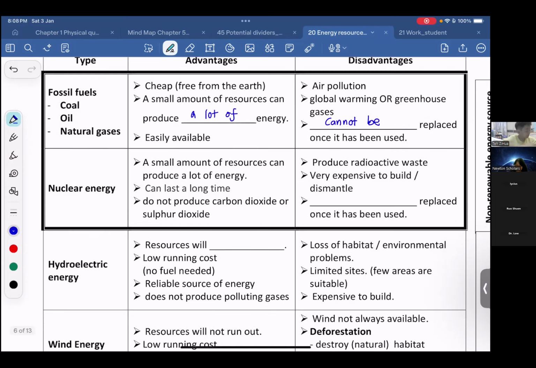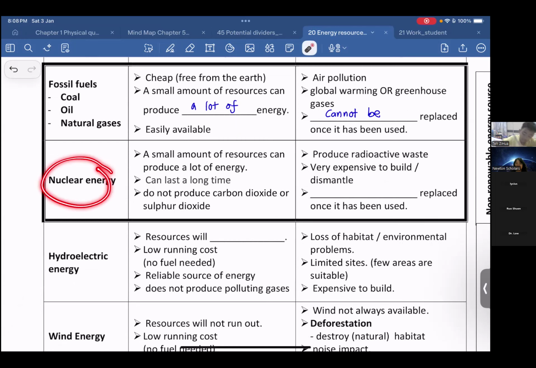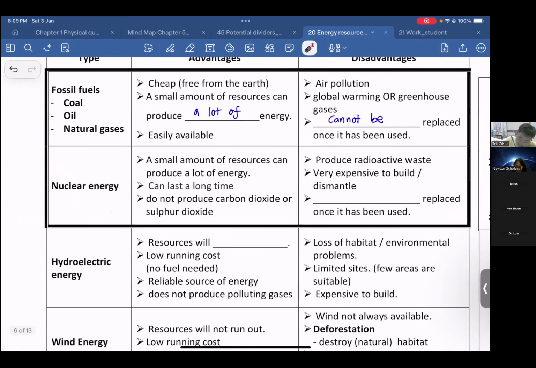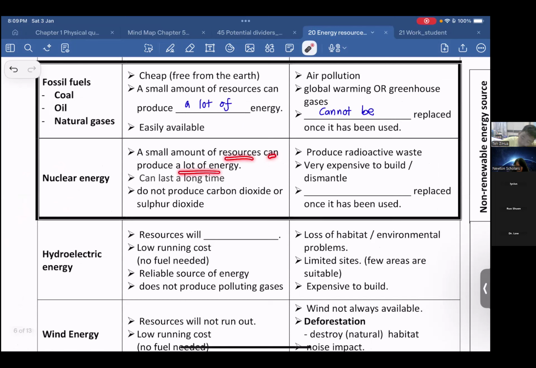Next is nuclear energy. Please remember, nuclear is under non-renewable. Small amounts of resources can produce a lot of energy. Nuclear energy is much more powerful than fossil fuel. So nuclear energy is very, very powerful.